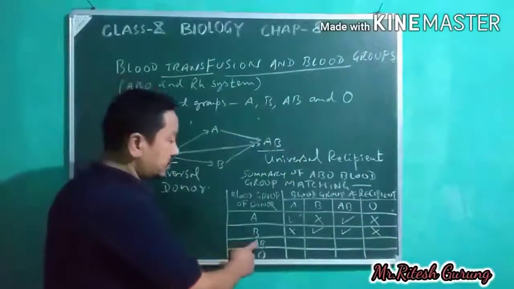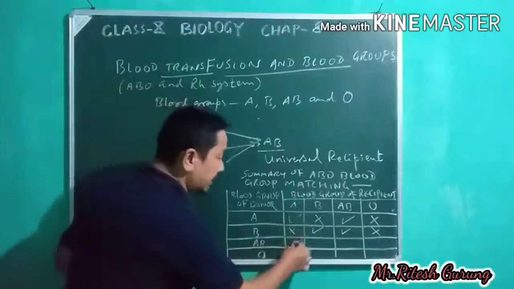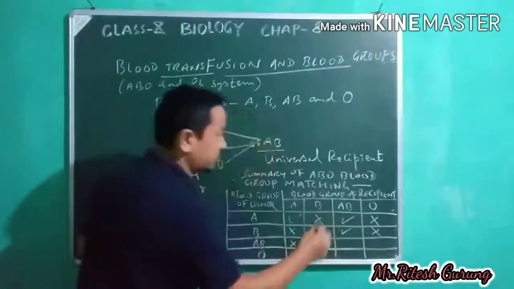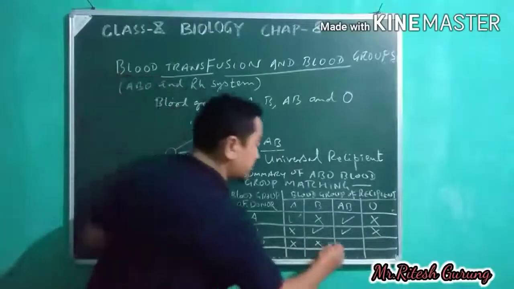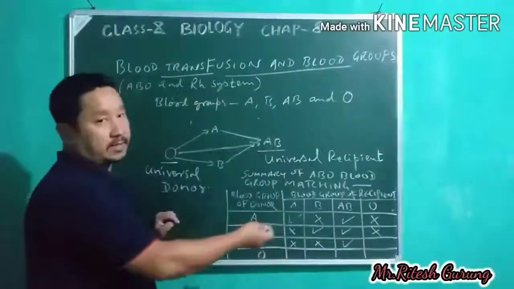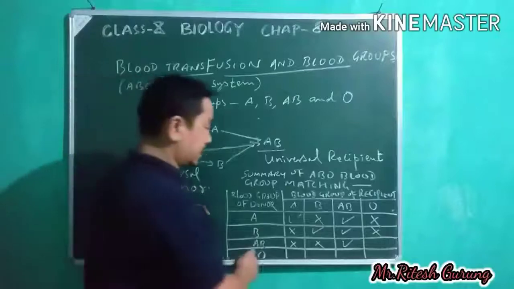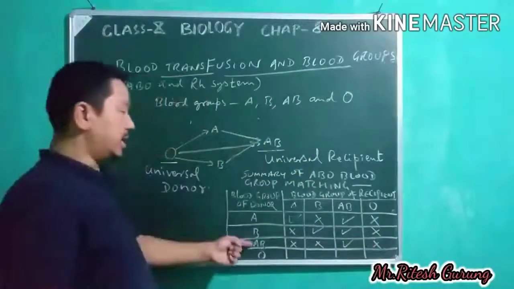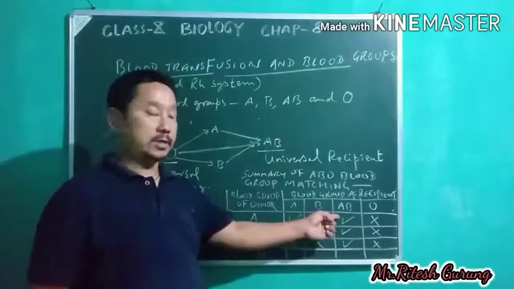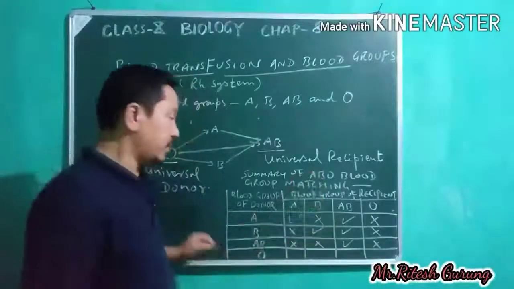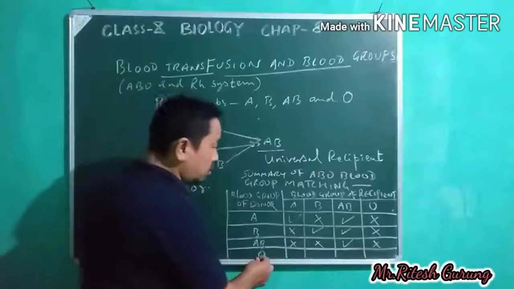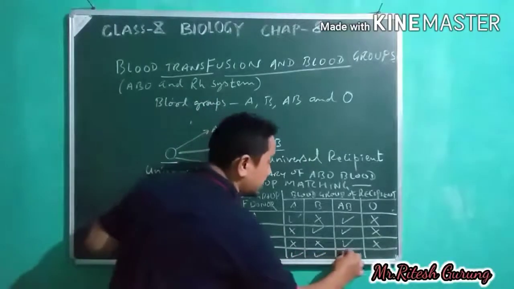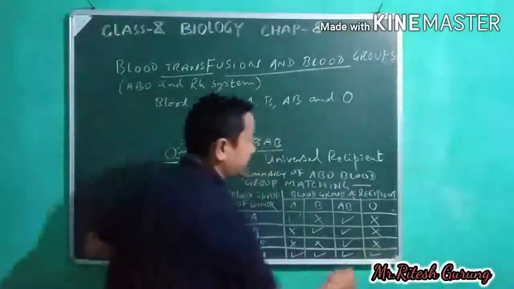Similarly, AB cannot donate to A, cannot donate to B also. Can donate to AB because AB can be matched, and cannot donate to O also. AB can donate to AB only, not to others. Alright, but O can donate to all.